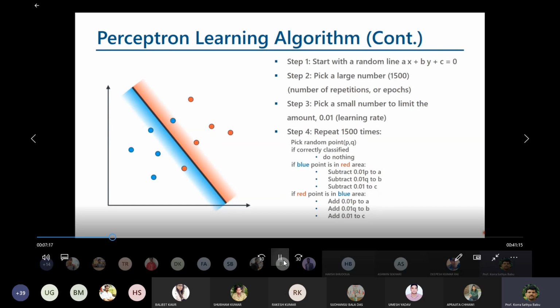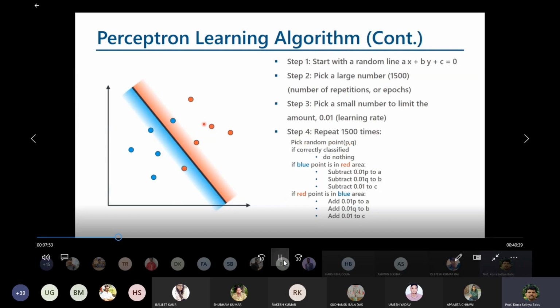Epoch means the number of iterations taken for one complete skimming of the database, right? Now step 3, pick a small number, the learning rate. So first, select a random line. Second step is pick the number of epochs. Third point is select the learning rate. Then, for the number of epochs, you go through the loop and adjust the line by increasing and decreasing.